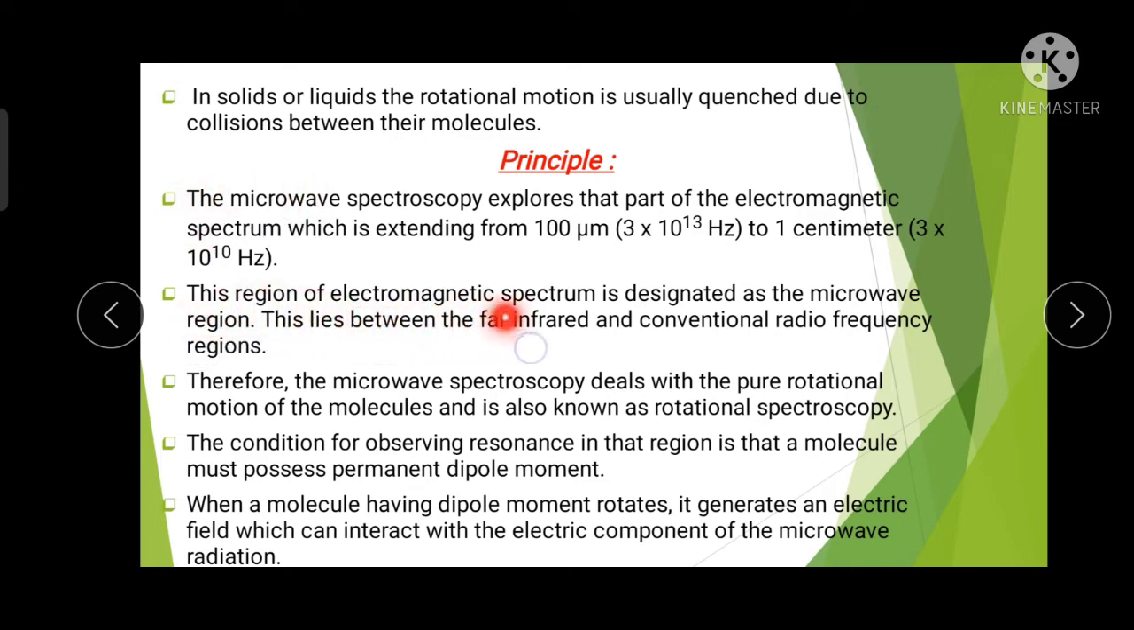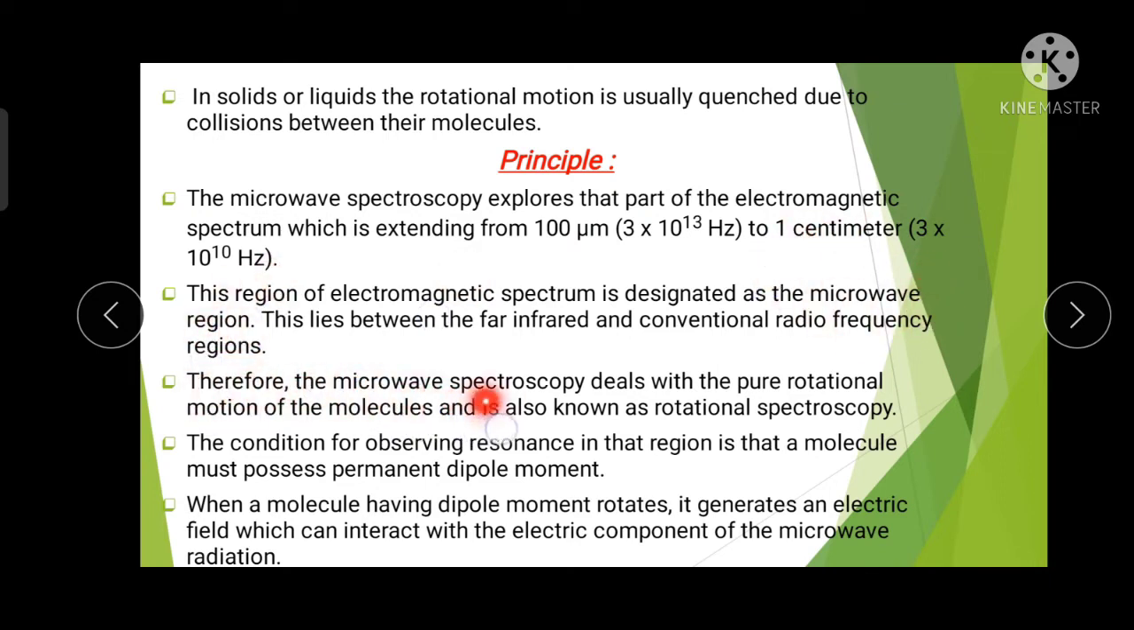This region of the electromagnetic spectrum is designated as the microwave region. It lies between the far infrared and the conventional radio frequency region. That means it lies in between the far infrared and the radio frequency regions, and as already mentioned, within this frequency range or wavelength range of the electromagnetic spectrum, the microwave region lies.